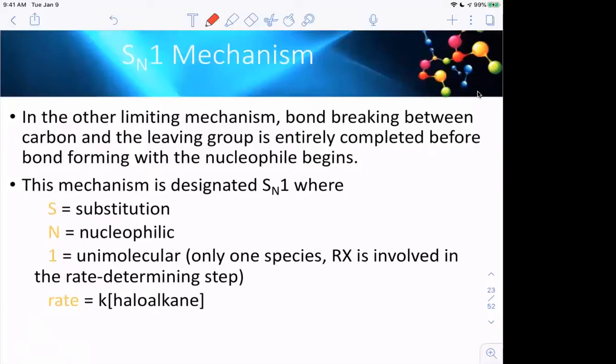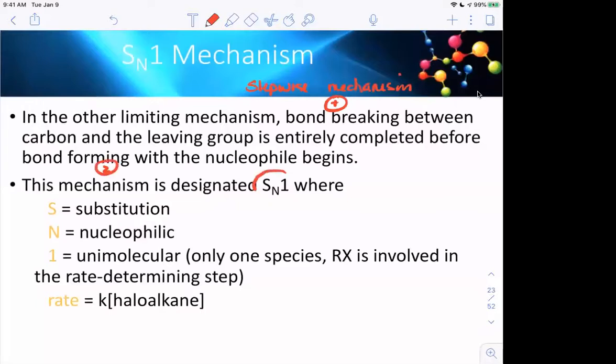This is going to be my stepwise mechanism. In the other mechanism, the bond breaking between the carbon and the leaving group is entirely completed before the bond forming with the nucleophile begins. So this is why it's stepwise. I have bond breaking first. This is step 1 as the leaving group leaves. And then I have bond forming with the nucleophile as my separate step.